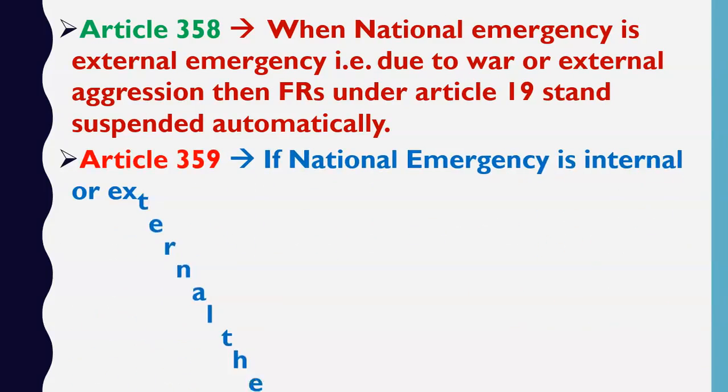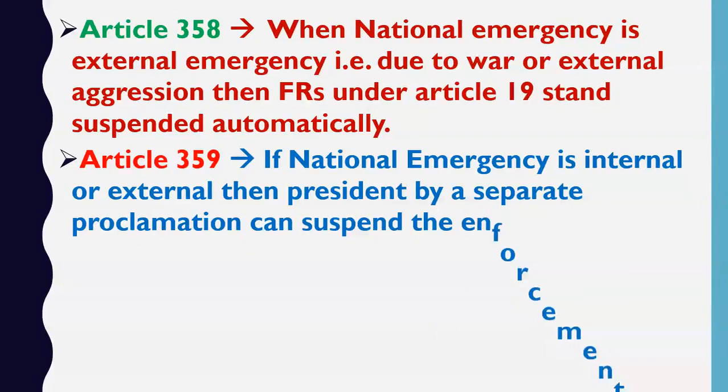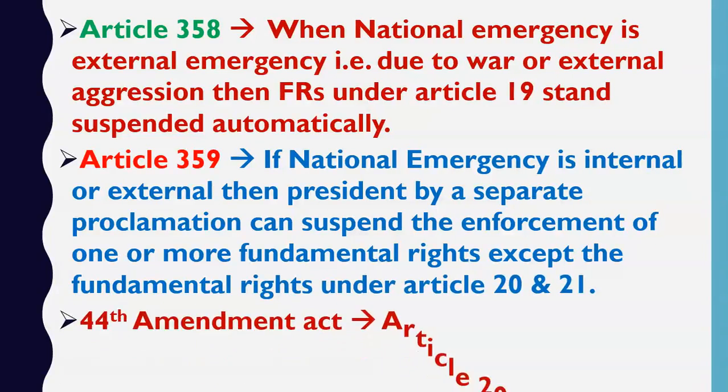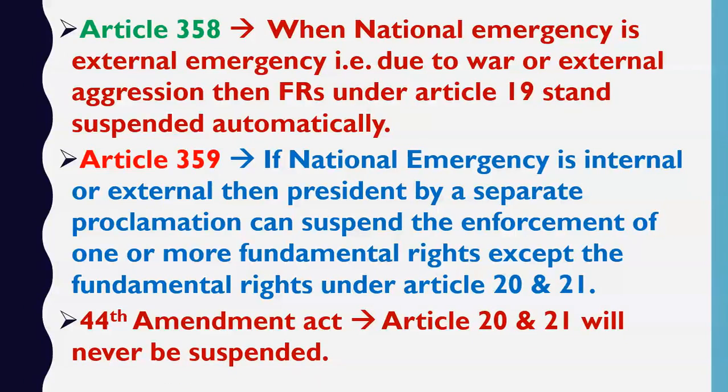According to Article 358, when the national emergency is an external emergency, that is, due to war or external aggression, then fundamental rights under Article 19 stand suspended automatically. Now, what does it mean? National emergency can be of two types: internal national emergency or external national emergency. This external national emergency can be on two grounds, for example, war or external aggression.